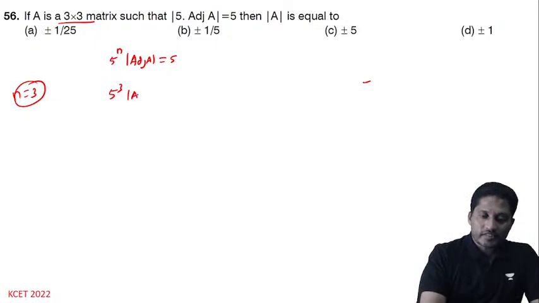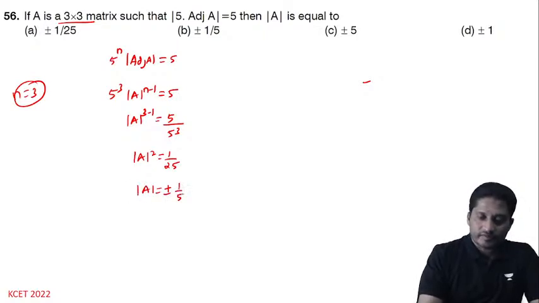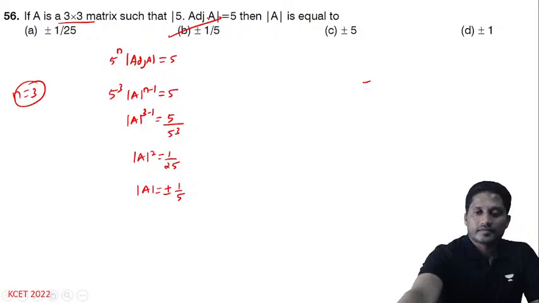Determinant of adjoint A is determinant A power n minus 1. Again, n stands for order of the matrix. 3 minus 1 is equal to 2, 5 by 5 cube. Determinant A square is equal to 1 by 25. Determinant A is equal to plus minus 1 by 5. Answer is option B.